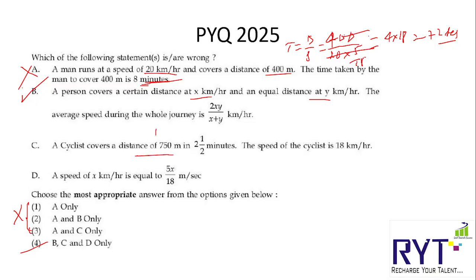Distance of 750. So D is 750. Time is given. They're asking in kilometer per hour. Speed they're asking. So speed is equal to distance by time. What is the distance? 750 meters is the distance. They want it in kilometers per hour. So I'll write 750 by 1000 because I have to convert it to kilometers. Into what is the time? 2 into 2, 4 plus 1, 5 by 2 minutes. But I want it in hours. So what should I do?